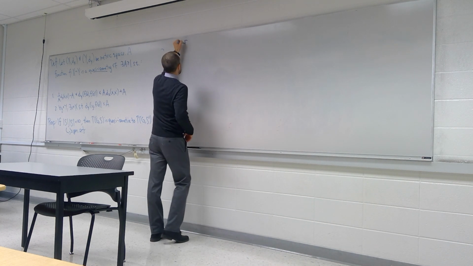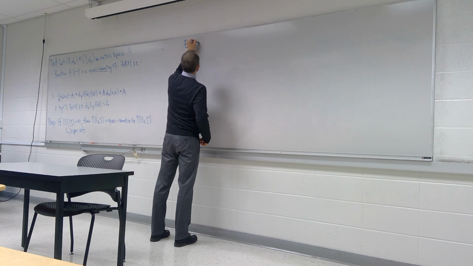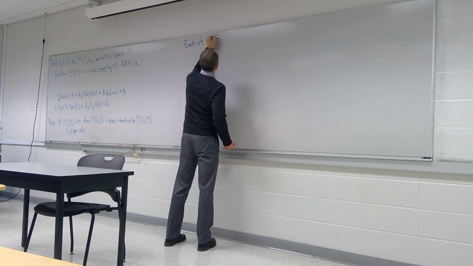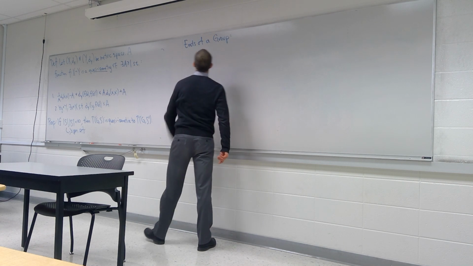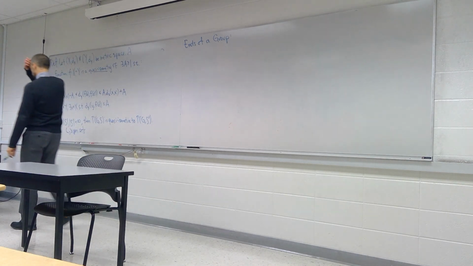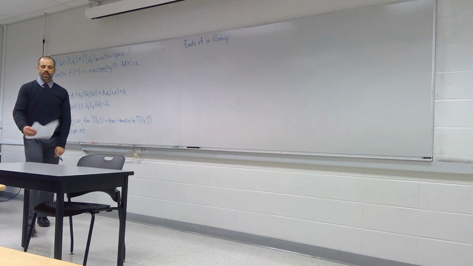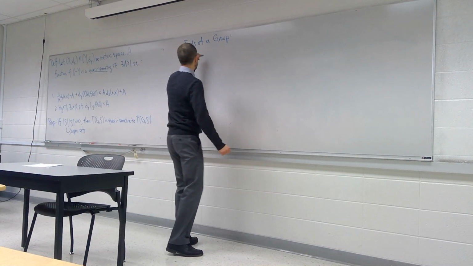So the property is what's called ends. So, ends of any group. How is this defined? Well, let's call this E of G.